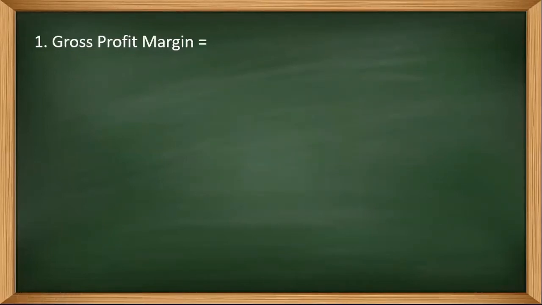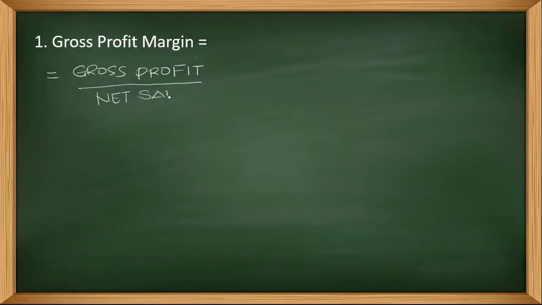Let us now solve the first profitability ratio, which is the gross profit margin. So what is the formula for the gross profit margin? Gross profit margin is equal to gross profit divided by the net sales, times 100. So why do we multiply it by 100? The gross profit margin is expressed in percentage. So that's the reason why.